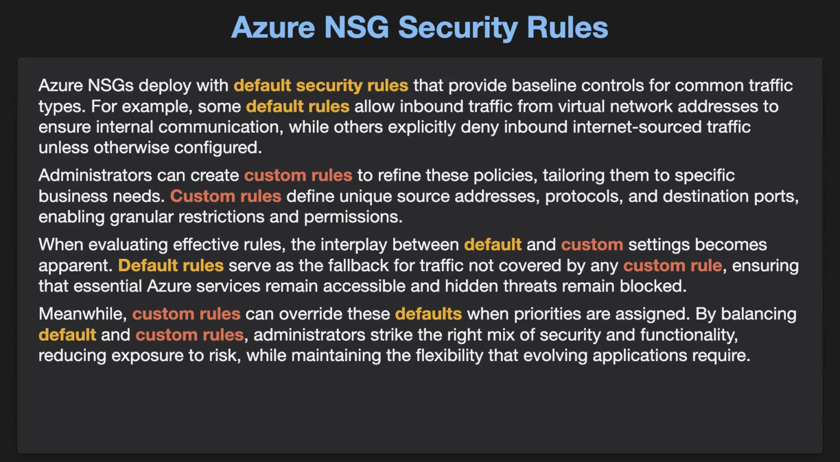When evaluating effective rules, the interplay between default and custom settings becomes apparent. Default rules serve as the fallback for traffic not covered by any custom rule, ensuring that essential Azure services remain accessible and hidden threats remain blocked. Meanwhile, custom rules can override these defaults when priorities are assigned. By balancing default and custom rules, administrators strike the right mix of security and functionality, reducing exposure to risk while maintaining the flexibility that evolving applications require.